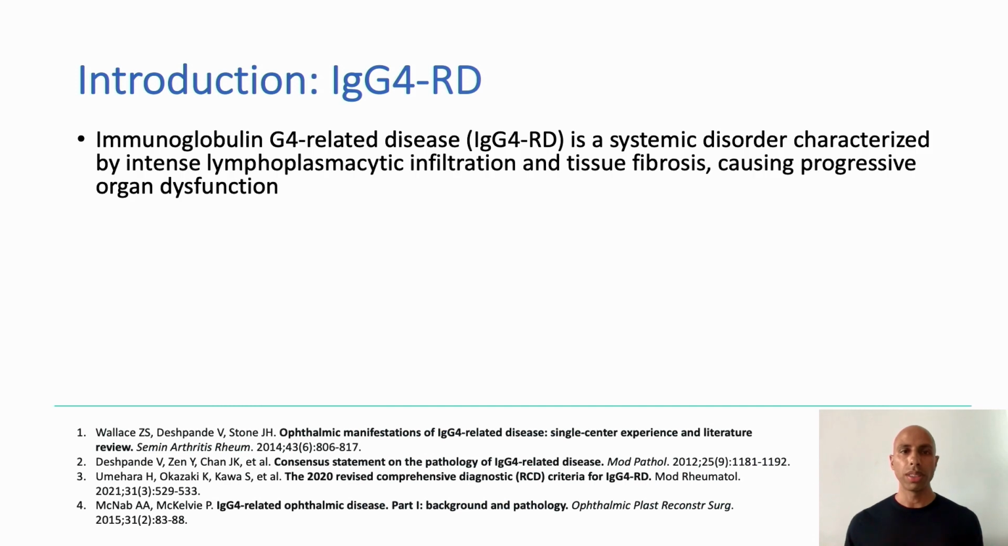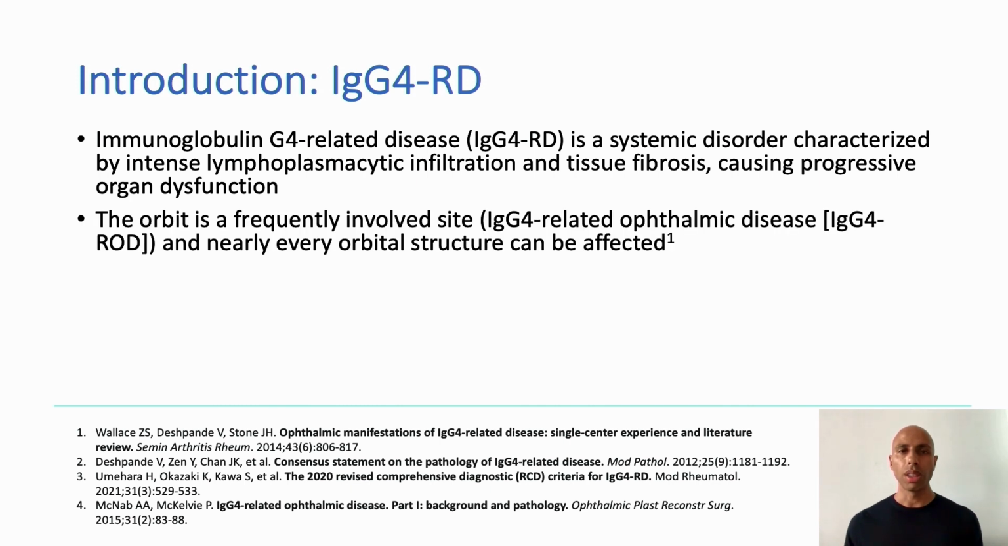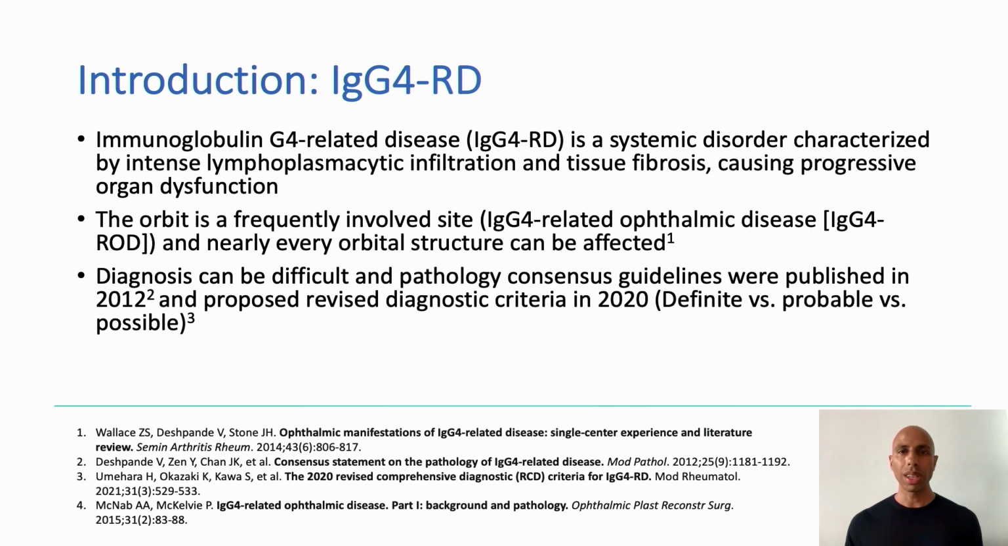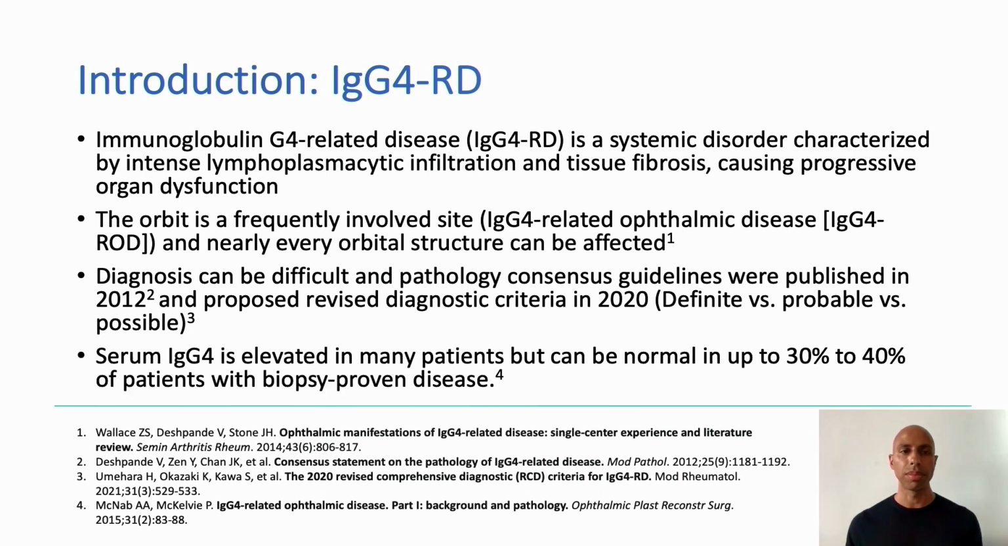So IgG4-related disease is a systemic disorder characterized by intense lymphoplasmacytic infiltration and tissue fibrosis causing progressive organ dysfunction. The orbit is a frequently involved site where it's termed IgG4-related ophthalmic disease, and nearly every orbital structure can be affected. Diagnosis can be difficult, and pathology consensus guidelines were published in 2012 and proposed revised diagnostic criteria in 2020 that grouped patients into definite versus probable versus possible IgG4-related disease.